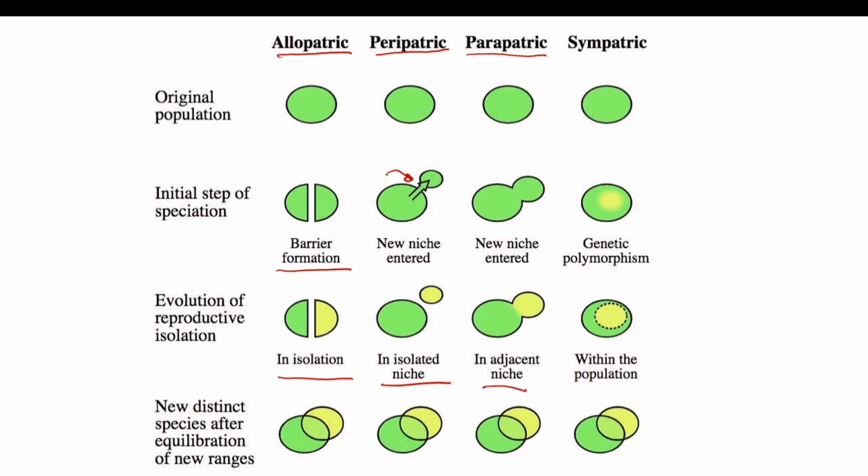In sympatric speciation, ecological differences or random genetic changes occur in a small population which reproduces and evolves within the same niche.